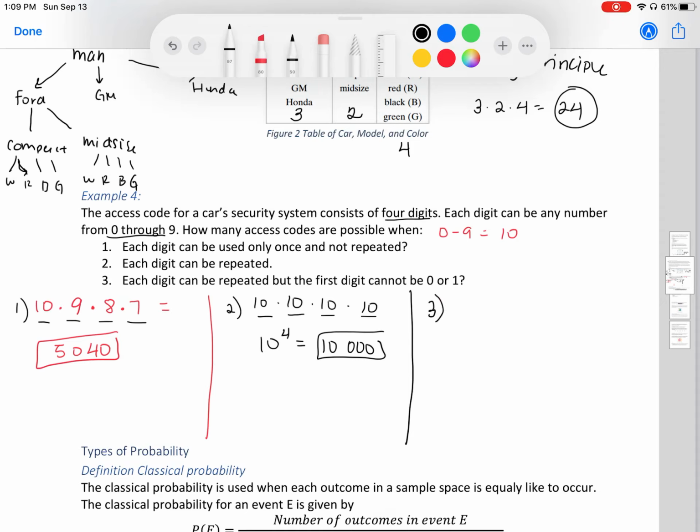Third one, each digit can be repeated, but the first digit cannot be 0 or 1. So 1, 2, 3, 4. So my first digit cannot be 0 or 1. So from our 10 options, I'm taking away 2 different options, 0 and 1. So that would give us 8 times 10 times 10 times 10 to give us 8,000 different options. There we go.